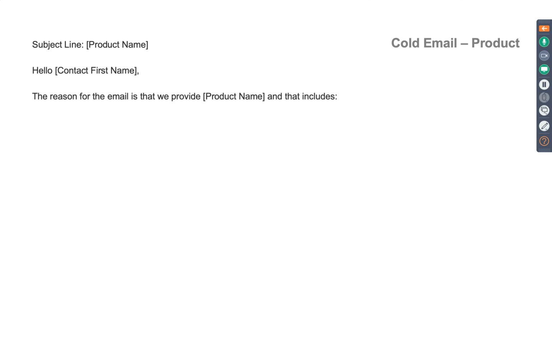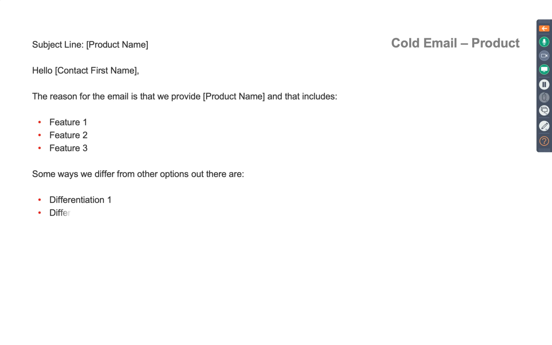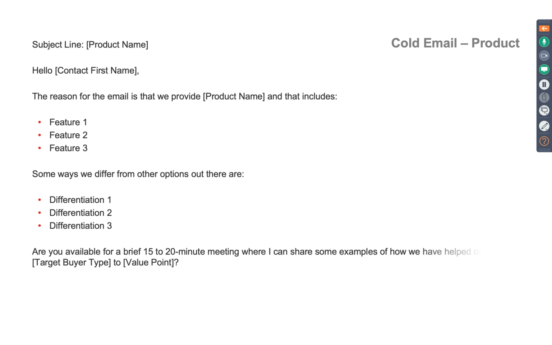The reason for the email is we provide product, and that includes feature 1, feature 2, feature 3. Some ways we differ from other options out there are differentiation 1, 2, 3. Are you interested in a 15, 20-minute meeting? Best regards. So we're getting into some product details here, but at least we waited before we hit them with that.